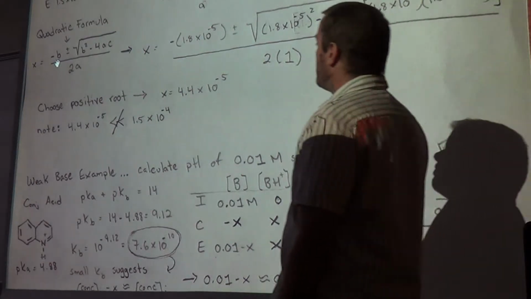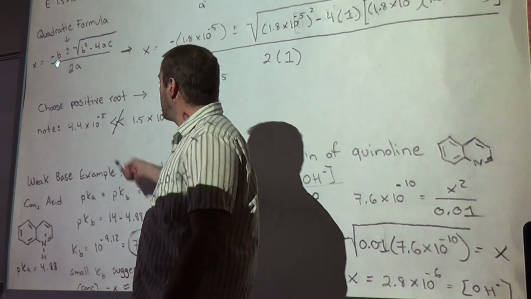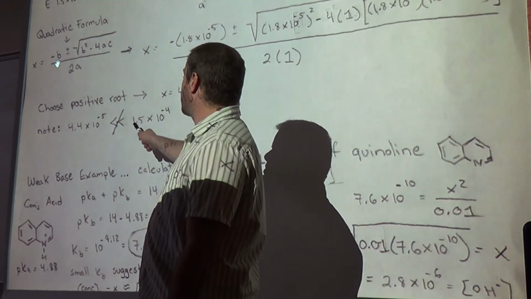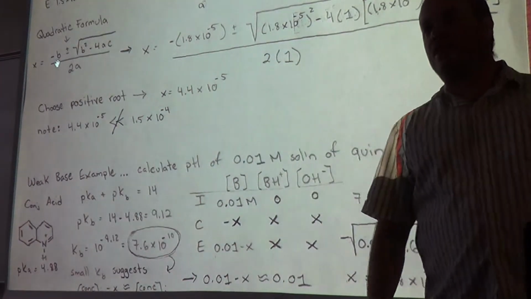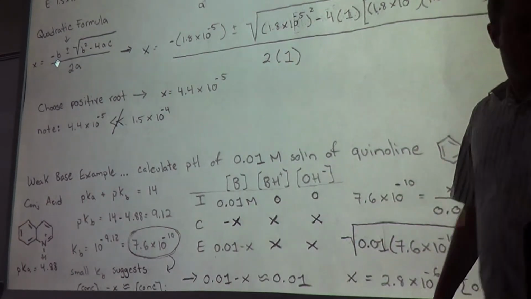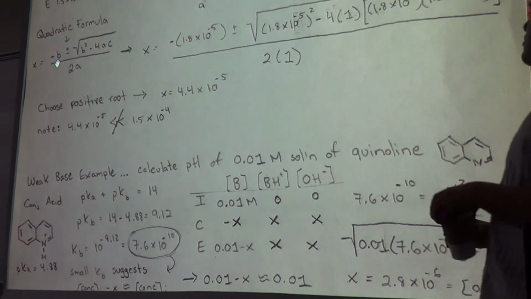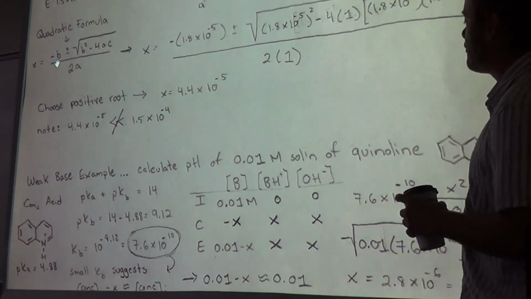You'll notice though that the value that we get for X for the concentration, 4.4 times 10 to the negative 5, is not 5% or less of 1.5 times 10 to the negative 4, right? Those are off by about a factor of 10, so that's going to be much closer. So it wasn't safe to make that approximation that initial concentration minus X is equal to initial concentration. So it's a good thing we used that quadratic form.